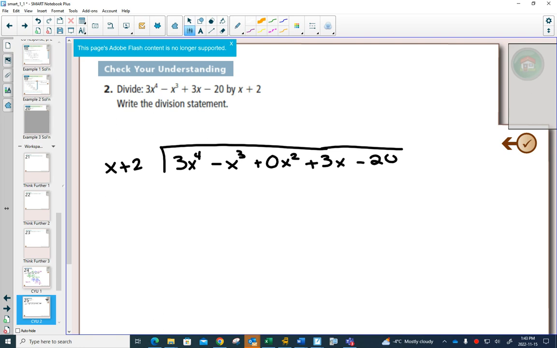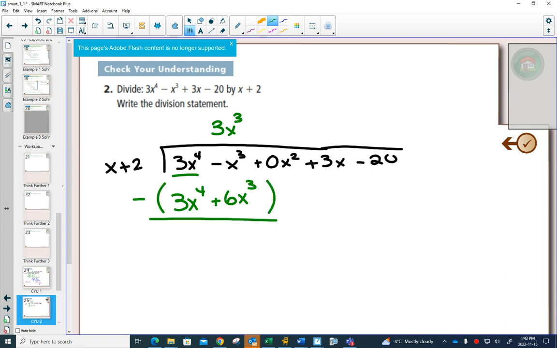And so, again, we look at the 3x to the 4. Is there something I can multiply x plus 2 by? It's 3x cubed. We write that above the x cubed column. 3x cubed times x, 3x to the 4. 3x cubed times 2 plus 6x cubed. Brackets, subtract. We get negative 7x cubed. Still plus 0x squared plus 3x minus 20.